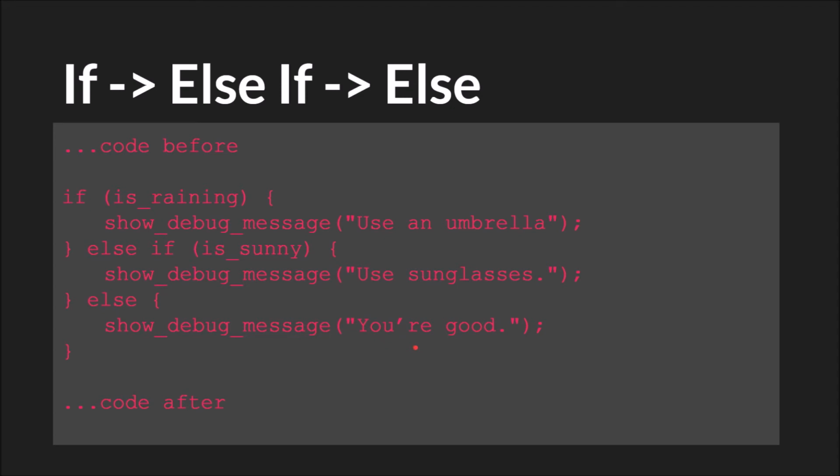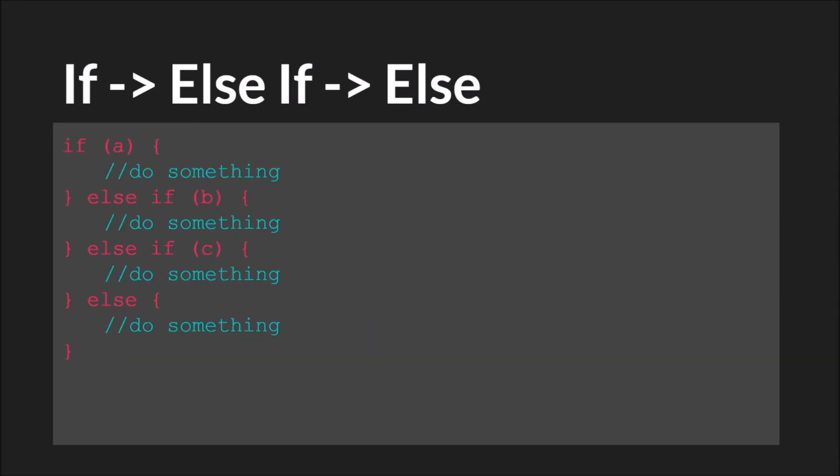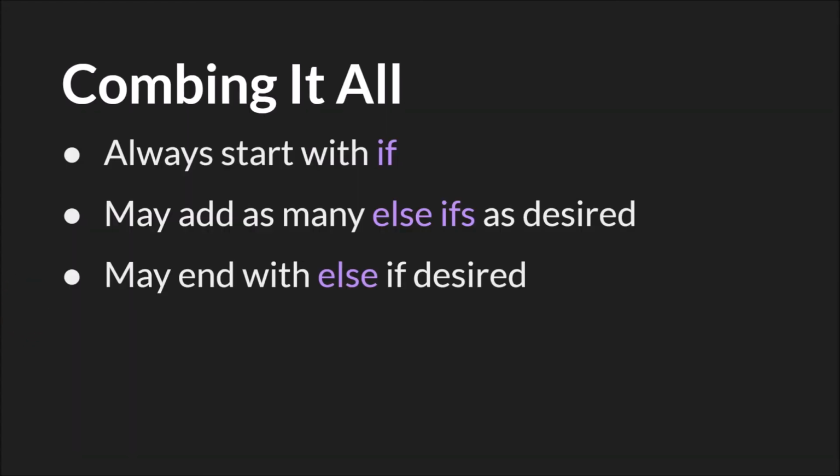Otherwise, you're good. You can also chain else if statements. So you can say if A, else if B, else if C, and you could continue to do this as long as you want, and then you could say else at the very end if you want it. Putting it all together, if statements always start with an if, and then you can add as many else ifs as you want. You're not required to add any, but you can add as many as you want. And then finally, you may end with an else. But it always goes in that order. If, then else ifs, if you want, and then else.